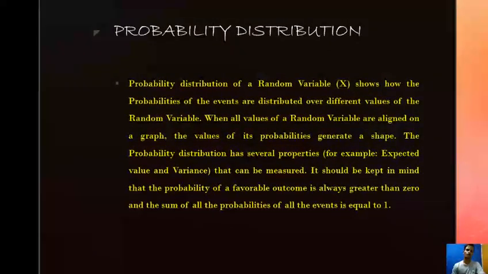Moving on to the main topic, that is the probability distribution. The probability distribution of a random variable x shows how the probabilities of the events are distributed over different values of the random variable. When all the values of the random variable are plotted on a graph, the values of the probabilities generate a shape. The probability distribution has several properties, for example, expected value and variance that can be measured. It should be kept in mind that the probability of a favorable outcome is always greater than or equal to zero and the sum of the probabilities of all the events will be equal to 1.